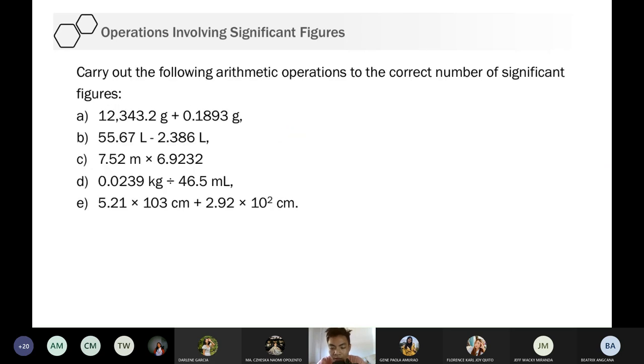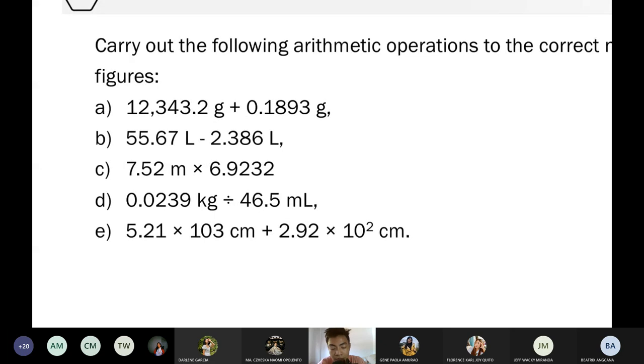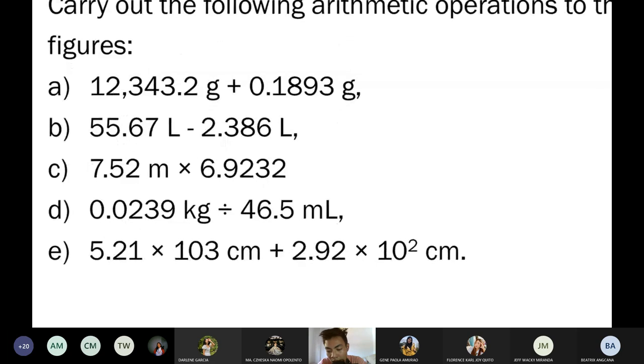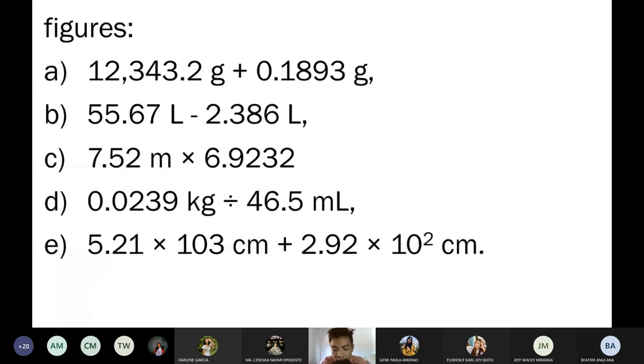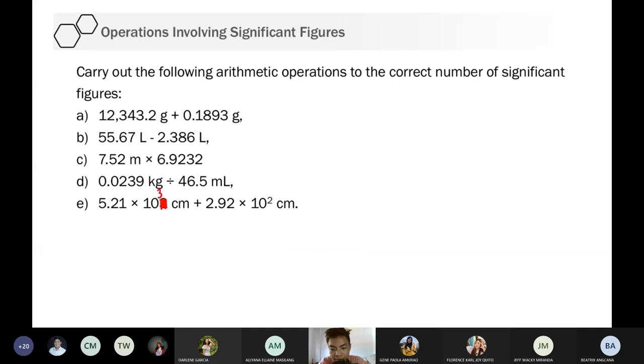So these are some of the activities that you may want to work on. However, I will leave this to you for you to practice. By the way, I should note that letter E should be written as 10 raised to 3, not 103, okay? So again, letter E, that's not 103, that's 10 raised to 3. You may want to do this on your own time. We'll not cover this in our session. I will leave this to you for your practice.